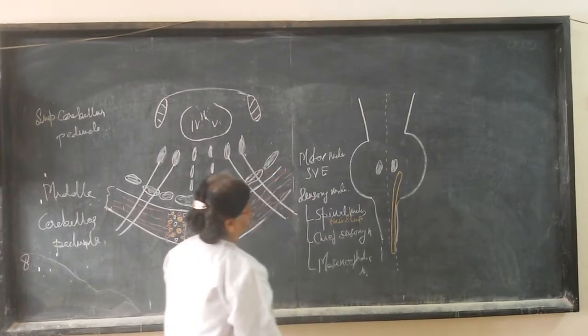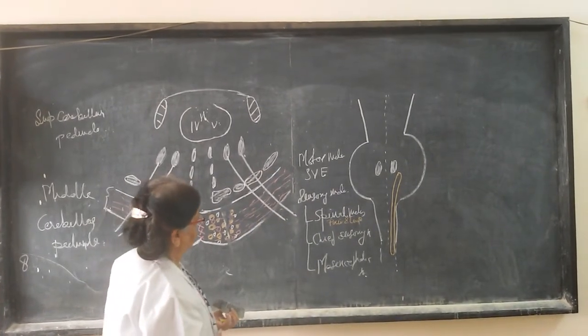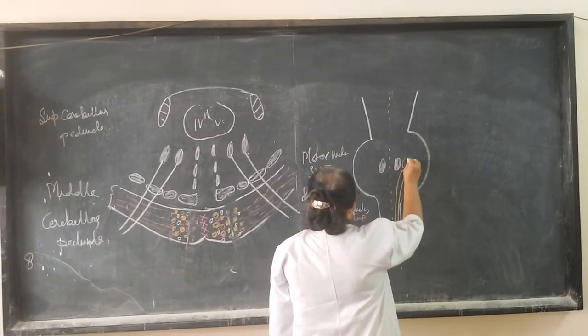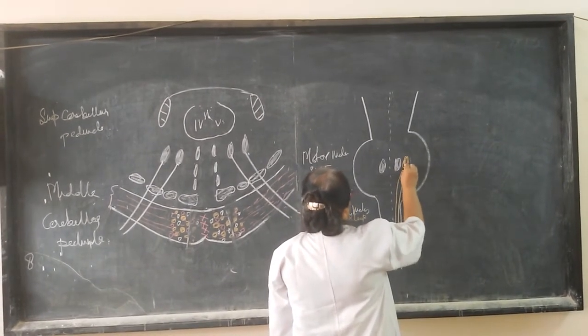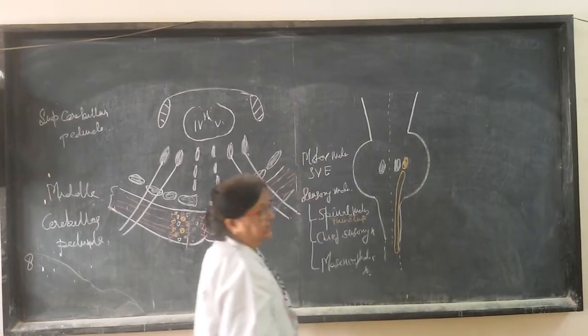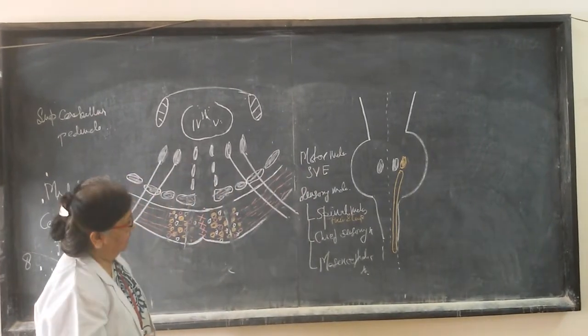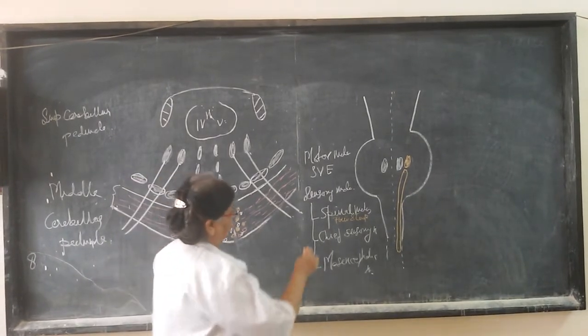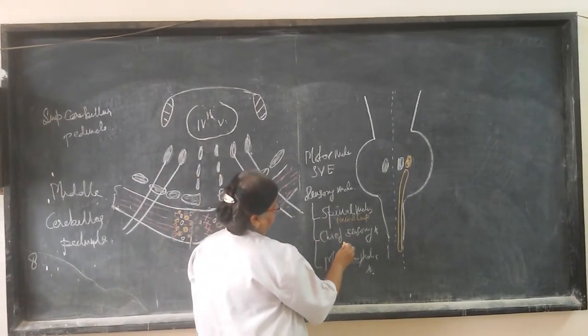Spinal nucleus for pain and temperature. The chief sensory nucleus is located by the side of the motor nucleus in the middle of the pons, and this receives touch sensation, crude as well as fine.